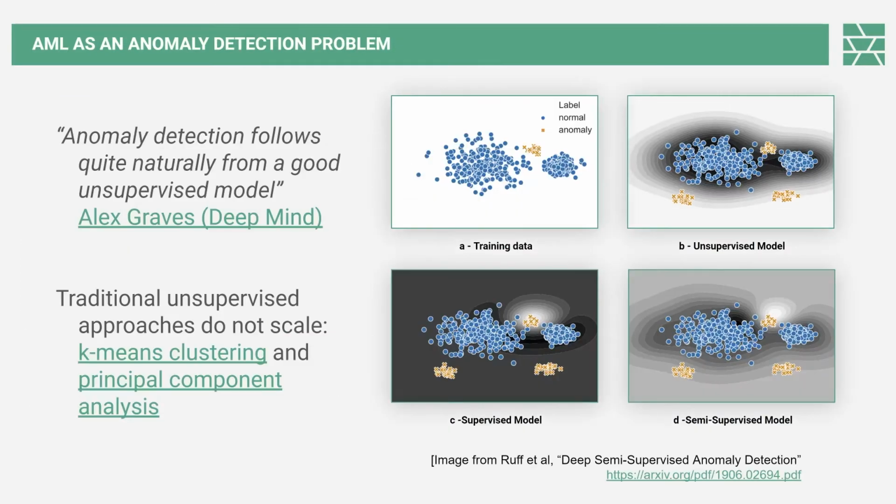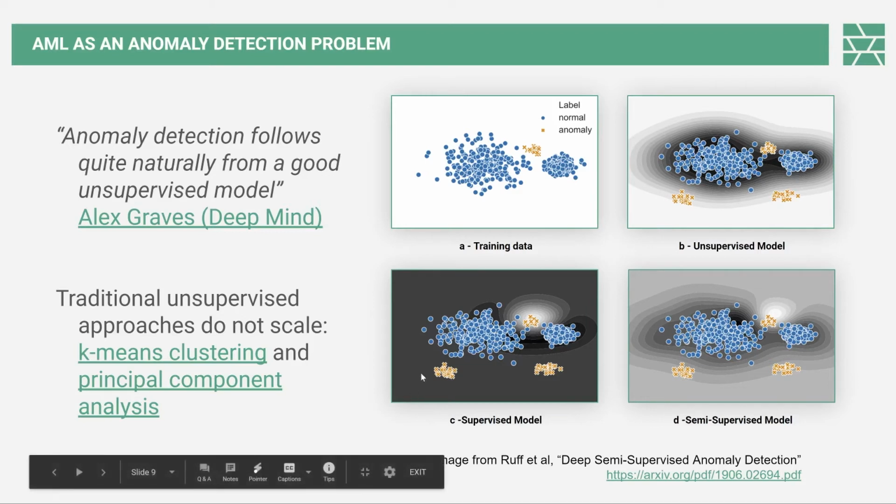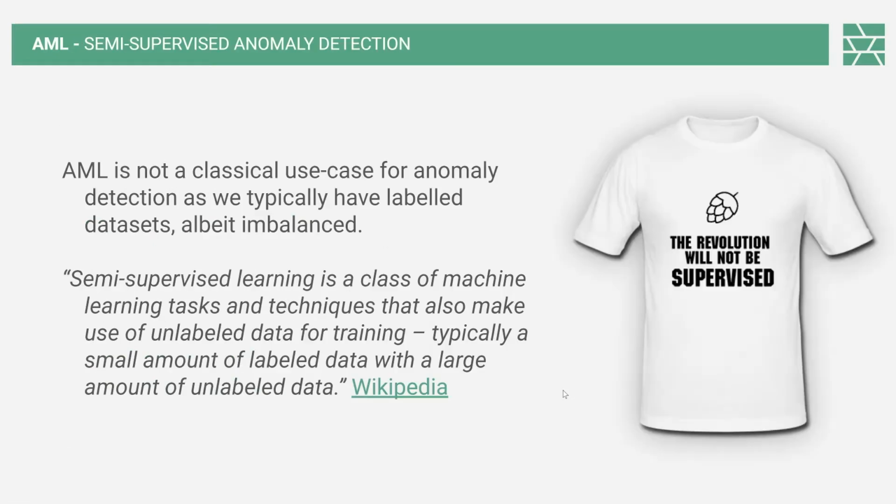So let's look at the approach we're going to look at. It's basically anomaly detection. Anomaly detection is typically unsupervised machine learning. Unsupervised machine learning often uses k-means clustering or PCA. And the problem with these approaches is that they don't scale with available compute or available data, whereas deep learning does. So we do have some labeled data available to us, so we're going to call this approach semi-supervised machine learning, not fully unsupervised. It's a class of machine learning where we have an amount of unlabeled data, and we have a large amount of labeled data.